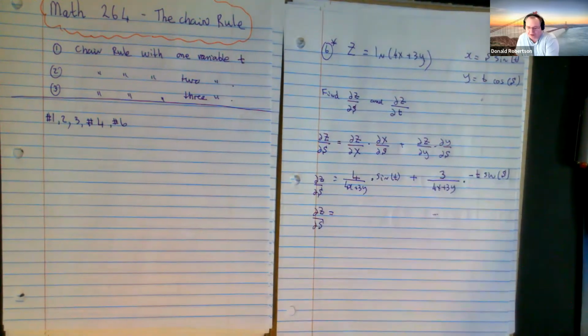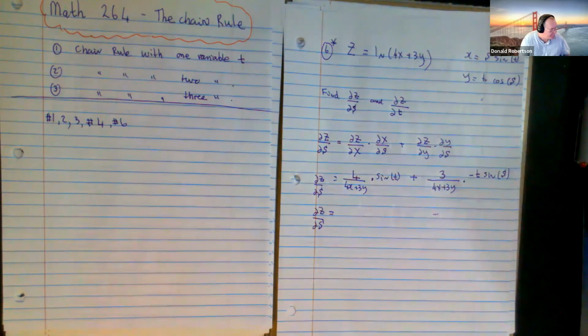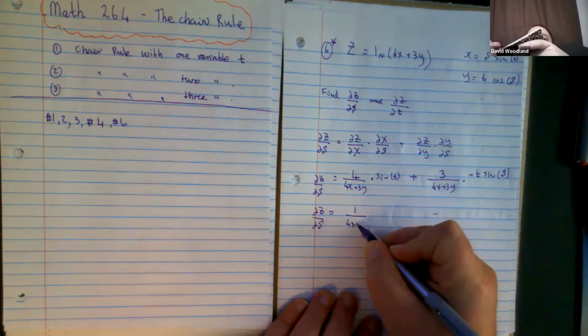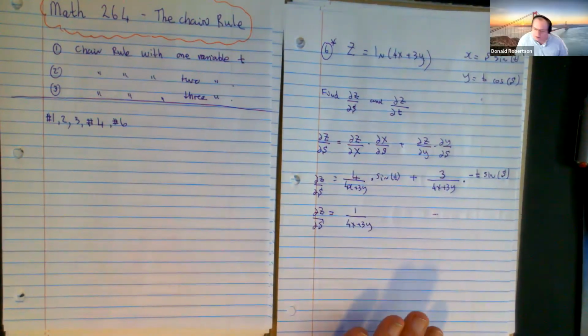Okay, I need some style points here. Is there anything you can do to essentially factor out something to make this a little bit prettier? Can you see anything I could factor out here that would make this a little bit nicer looking? 1 divided by 4x plus 3y. I think that's what I heard. Agreed? Is that what you're going to say, Maggie?